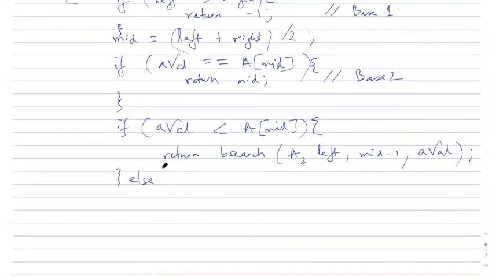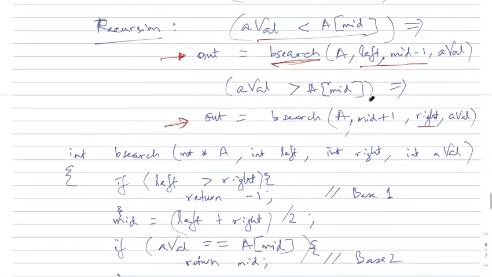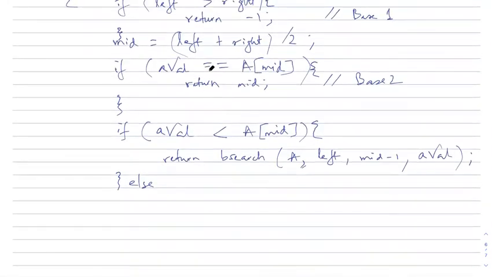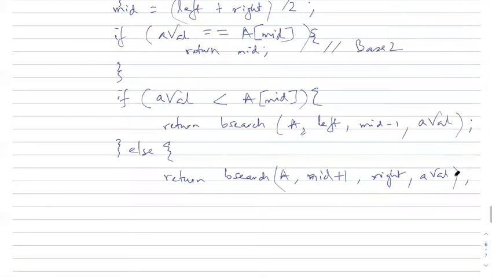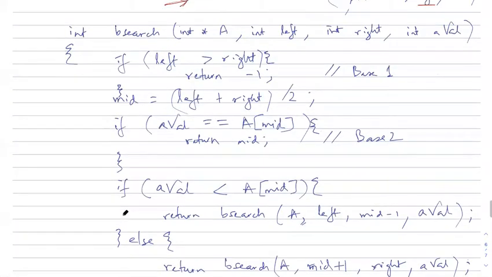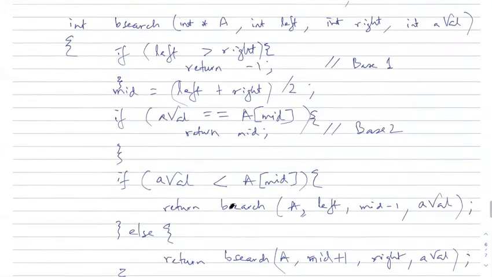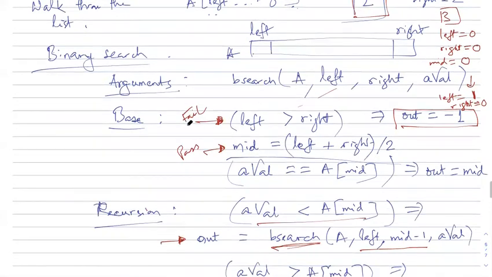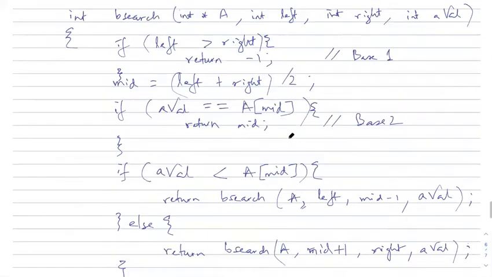Else there is no other condition remaining, so we don't have to explicitly check whether it is greater than, because no other possibility exists. The equality has been checked, less than has been checked. The only possibility that remains is a val is greater than a mid, in which case you return b search passing in a, mid +1 to right, passing in a val, which is meant to be searched. And that's about it. You covered all possibilities, exactly following how we have laid down the base condition, recursive condition, and the arguments.